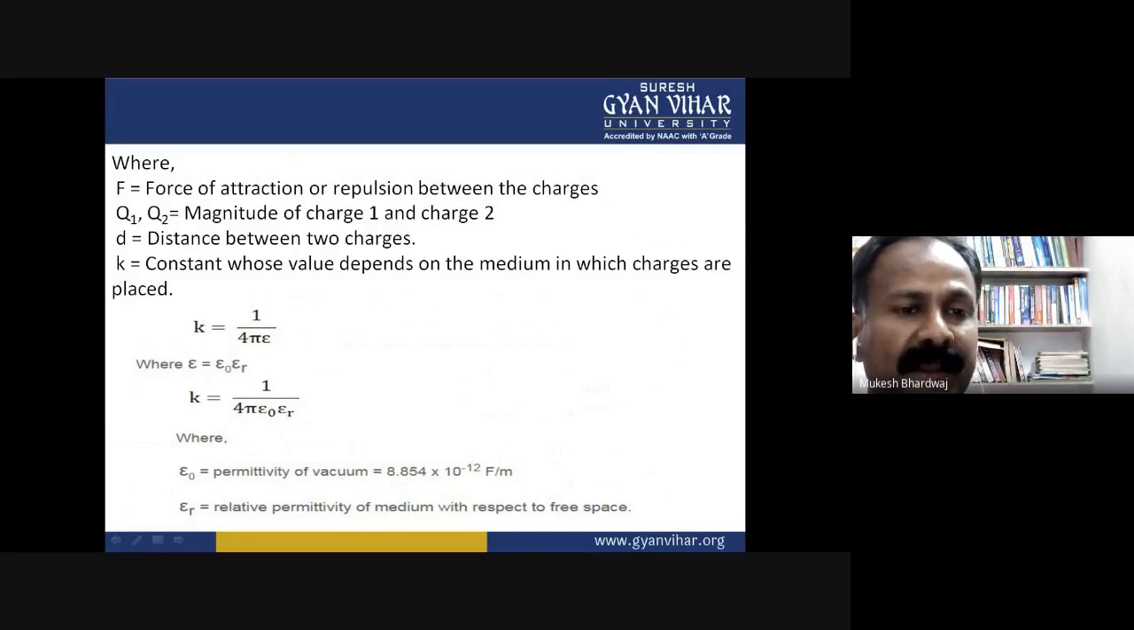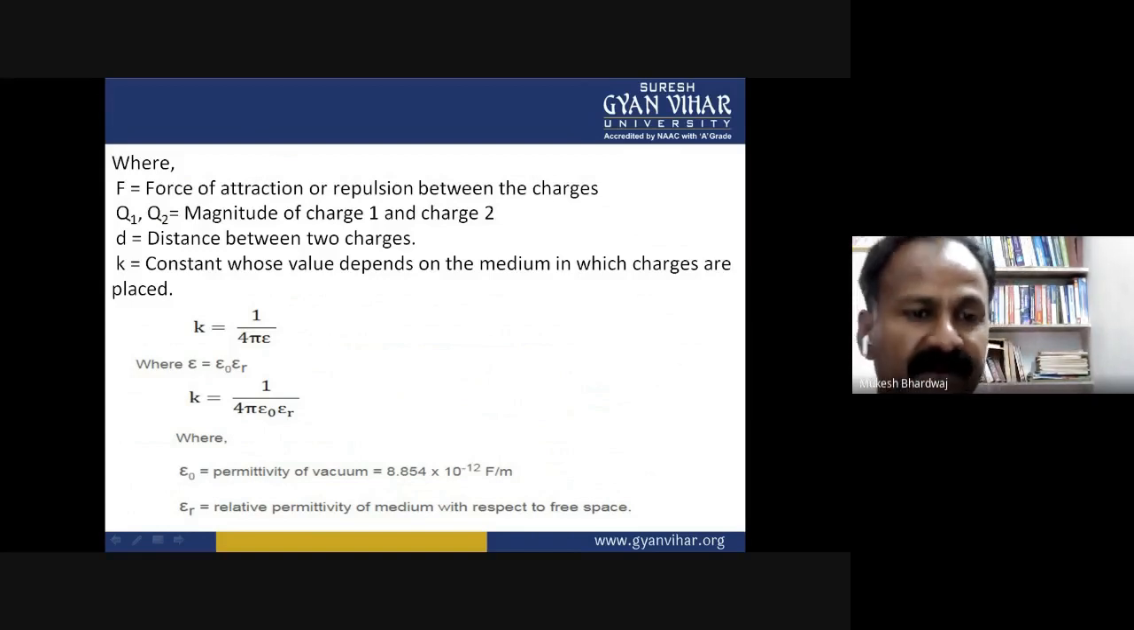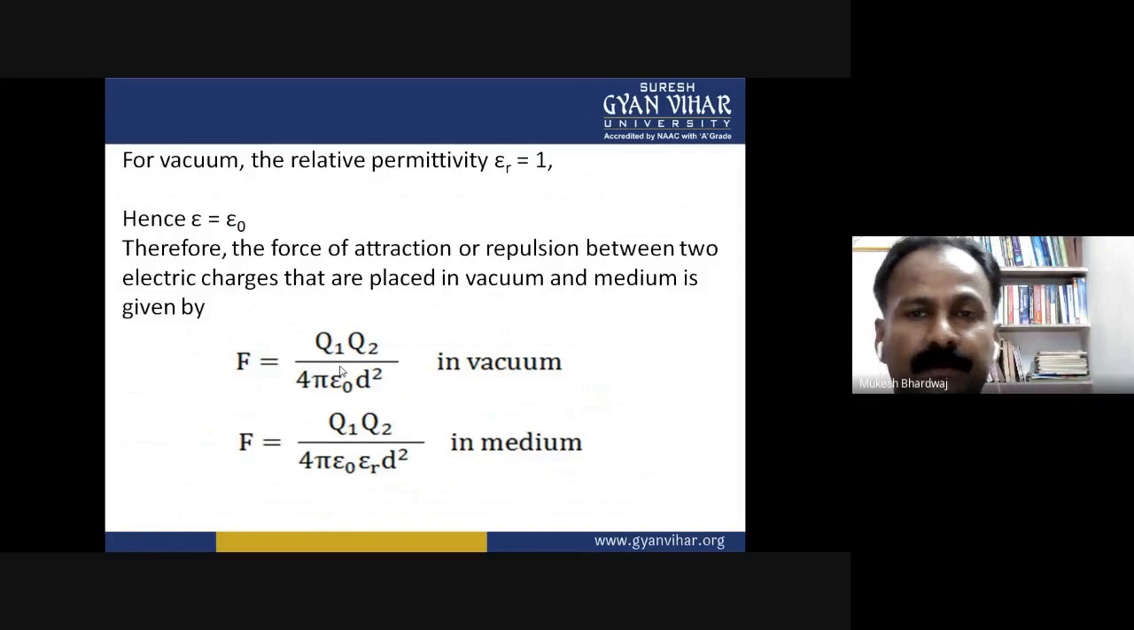K is given as 1 by 4 pi epsilon, where epsilon equals epsilon naught into epsilon r. So k equals 1 by 4 pi epsilon naught epsilon r, where epsilon naught is the permittivity of vacuum, equal to 8.854 into 10 to the power minus 12 F per m, and epsilon r is the relative permittivity of the medium with respect to free space. For vacuum, the relative permittivity epsilon r equals 1, hence the permittivity is equal to epsilon naught.